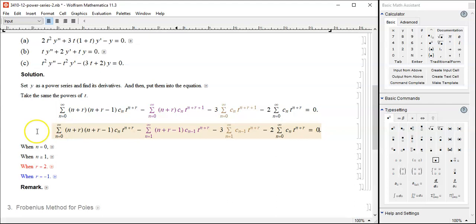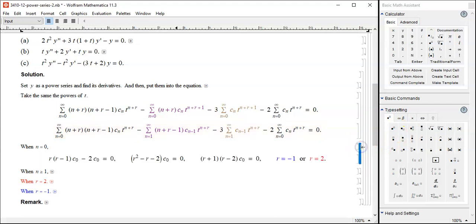Okay, now look at the entire series here. When n equals 0, we have only two series, first and last. When n is greater than or equal to 1, we have all four series contributing. So the latter case will give me the general recursion, and the n equals 0 case will give me a special r value.